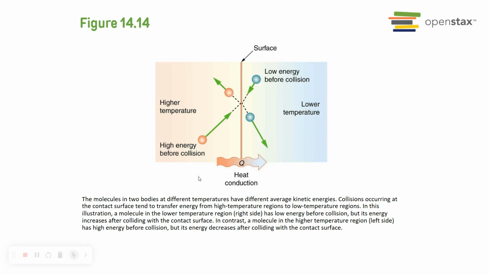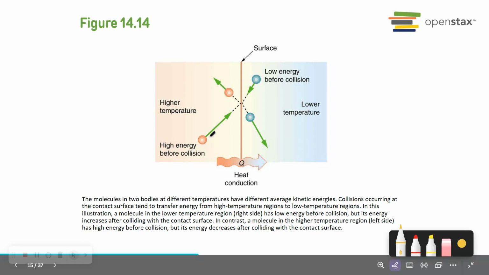Okay, so molecules in two bodies at different temperatures have different average kinetic energies, with collisions occurring at the contact surface that tend to transfer energy from a high temperature region to a low temperature region, right? The low temperature area absorbs that energy. In this illustration, a molecule in a low temperature region has a low energy before the collision, and then afterwards it has a high one. So what you have is, and I don't know if you guys want to watch me do this, but I'll try my best to illustrate it.